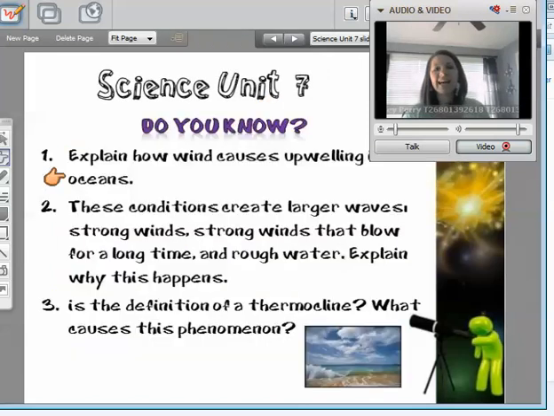All right, and then the last thing, make sure you know what creates larger waves and stronger winds. So strong winds that blow for a longer time are going to create rougher water. This is because the stronger the wind is, the more energy it's transferring to the water. The longer it blows, the more time it has to transfer that energy. So strong winds and winds that blow for a longer time are going to create bigger waves or rougher water.